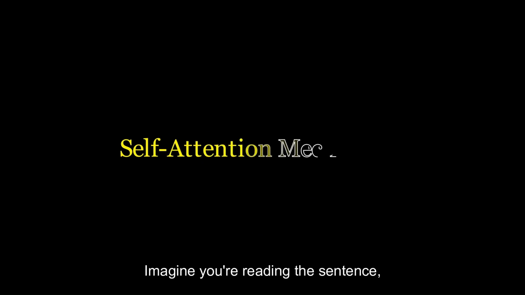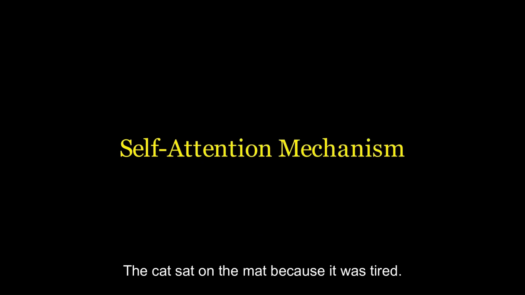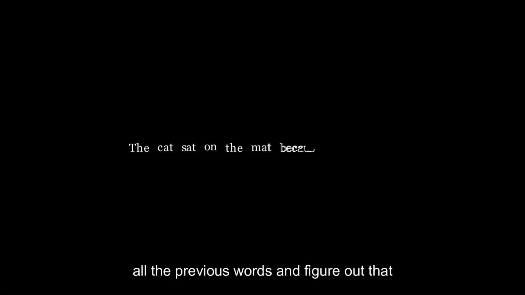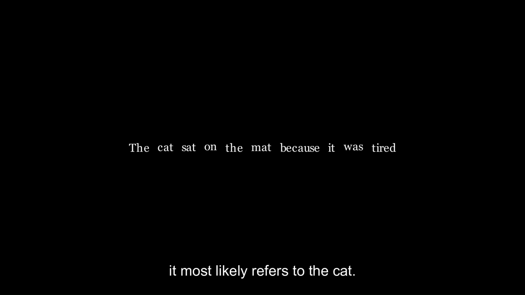Here's how attention works. Imagine you're reading the sentence. The cat sat on the mat because it was tired. When the transformer reads it, it needs to figure out what it refers to. Is it the cat or the mat? Attention allows the model to look back at all the previous words and figure out that it most likely refers to the cat. Because cats get tired, mats don't.